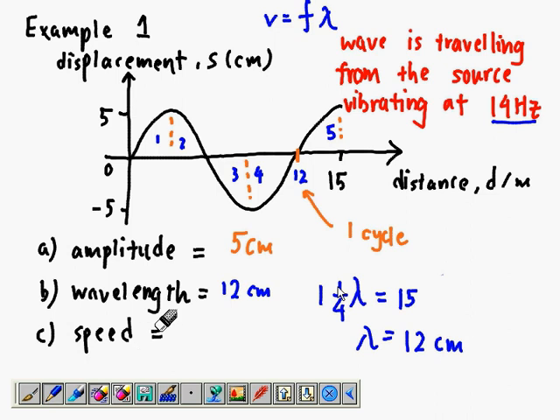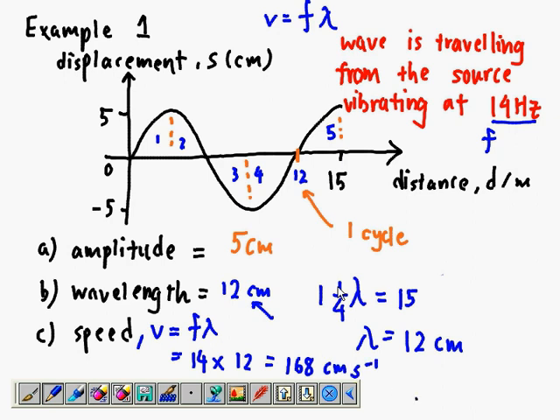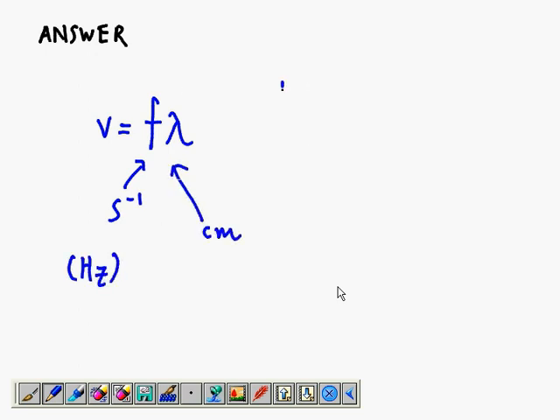So speed is, we use the formula V equals F lambda. F is given as 14 and lambda is 12. So you have 168 cm per second. But the cm or meter is just a small mistake. Okay, do change it yourself. Remember the unit depends on the graph. So we can also look at this again. F has the unit of per second, Hertz, and this is cm. So the unit must be cm per second. If they use meter, it has to be meter per second.